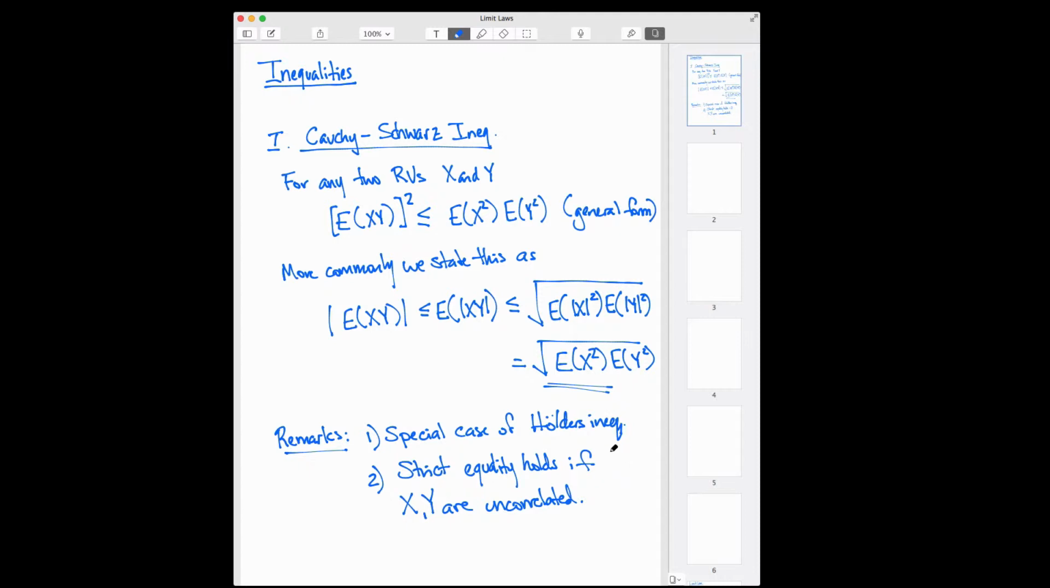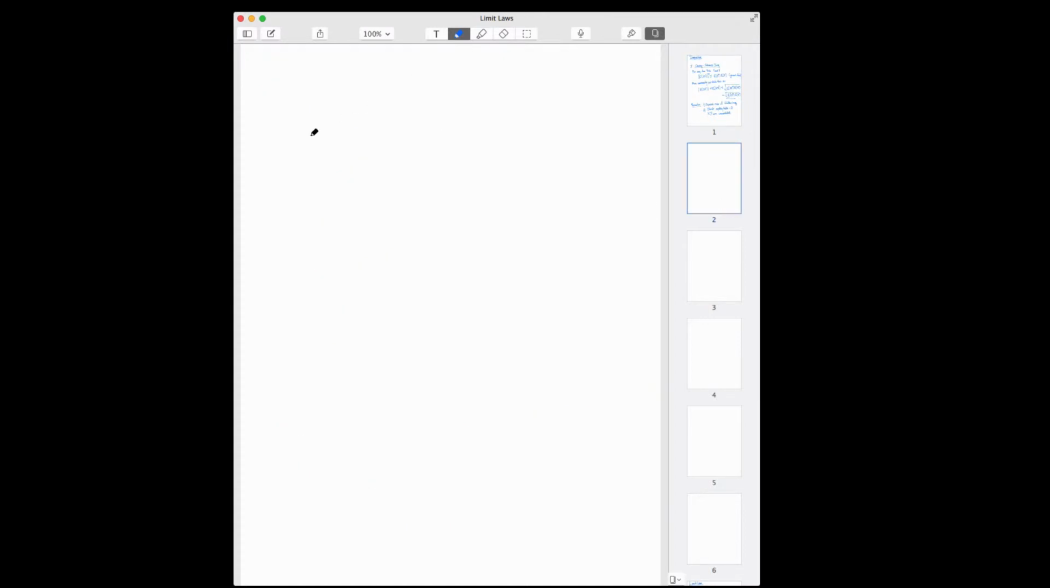Now, I think linking this to the statistical interpretation, or in terms of the application where we're thinking about correlation here, is very important. And so let's do that now. Let's recall the definition of correlation. So the correlation between random variables x and y is equal to the covariance of x and y divided by the square root of the variance of x multiplied by the variance of y. We know that correlation is between -1 and 1.